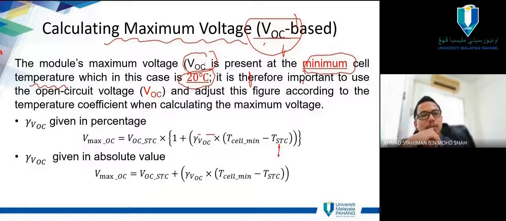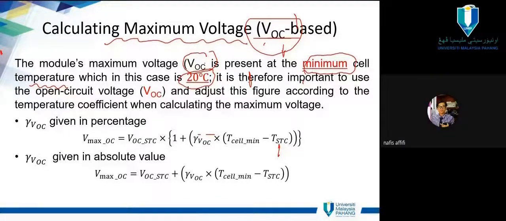Boleh tak siapa? Saya nak ketik, tak ada nama ni. Nafis. Ada Nafis dalam ni? Ada sir. Kenapa? Faham tak statement ni? Maximum voltage of the module tu, dia achieve where the cell temperature tu minimum. The minimum one, not the maximum one. Faham tak? Setuju tak? Kau faham tak? Kau tak faham apa? Tengah memahami lagi.